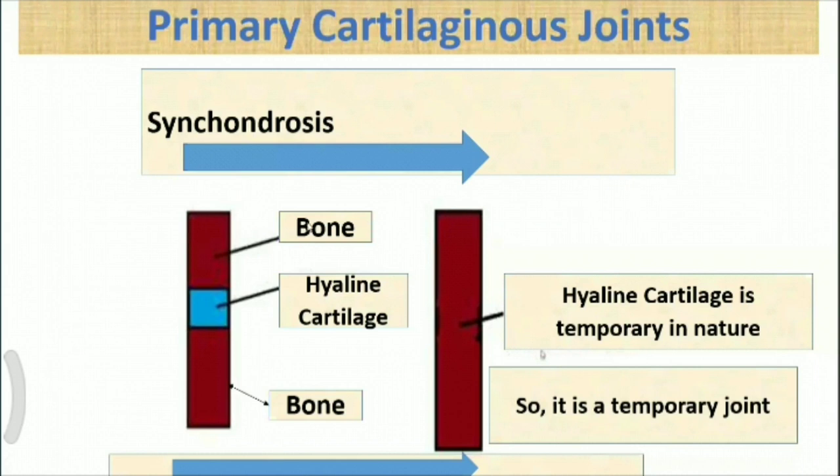So this is one segment of bone, and another segment of bone. These two bones are bound by a plate of hyaline cartilage. So it is the first characteristic of primary cartilaginous joint: bones are bound by a plate of hyaline cartilage.